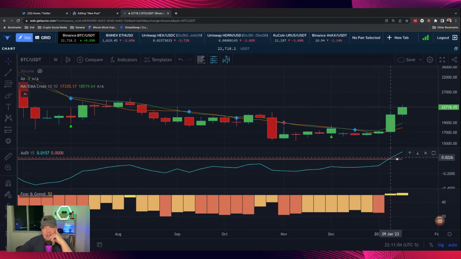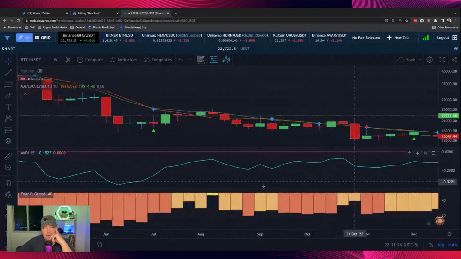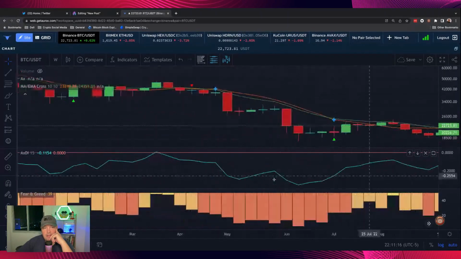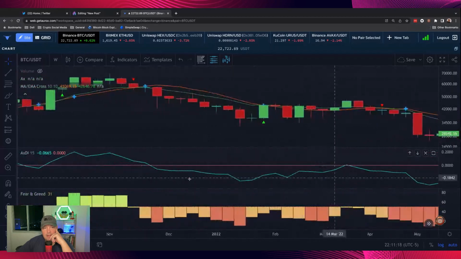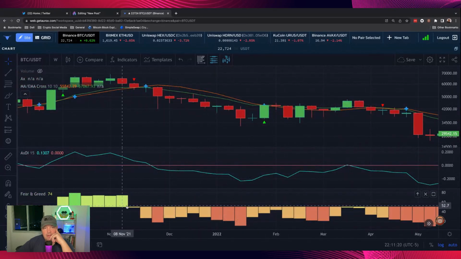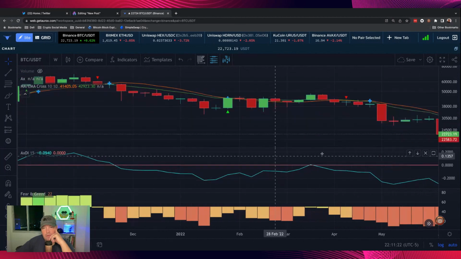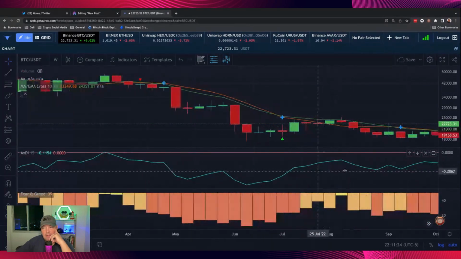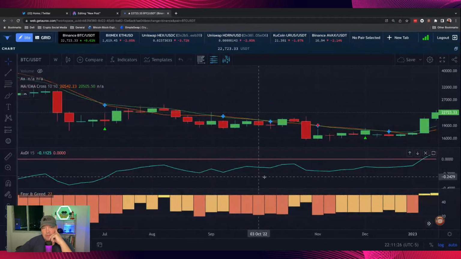The demand index is over the zero line, which is very bullish. And we also have the fear and greed. We're actually into greed for the first time. Look at this, first time since, let's go all the way back, since 8 November 2021. Wow, it's the first time we've seen greed come back to the market for Bitcoin.